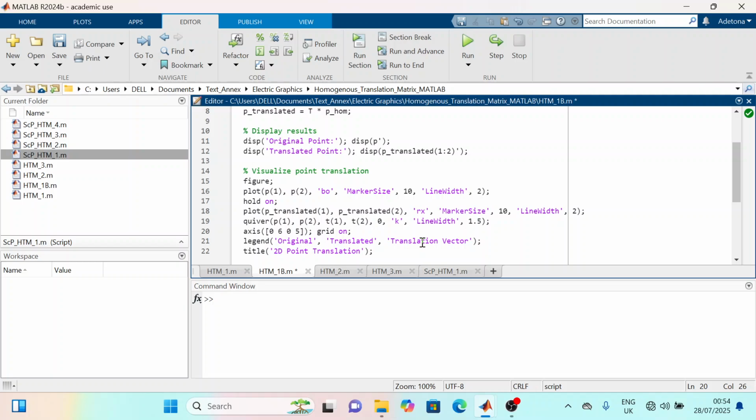And this is the title of the plot. The 2D, you say 2D, it must be inside inverted commas. You start with a curly bracket, you close the curly bracket, and you terminate with a semicolon. Having done this, we are now going to run. We are now running what you have here.